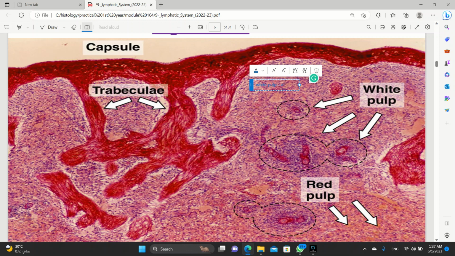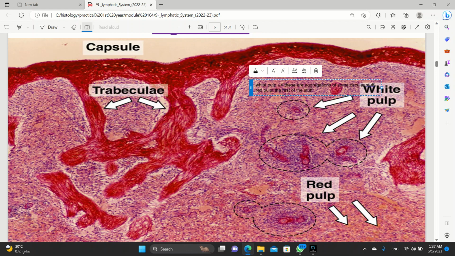Oh, these are aggregations of some circular stuff. Okay, what about the red pulp? The rest, the stuff. Okay, let me change the color. You want to see it? Okay, how do we see it? We see it in black, of course.